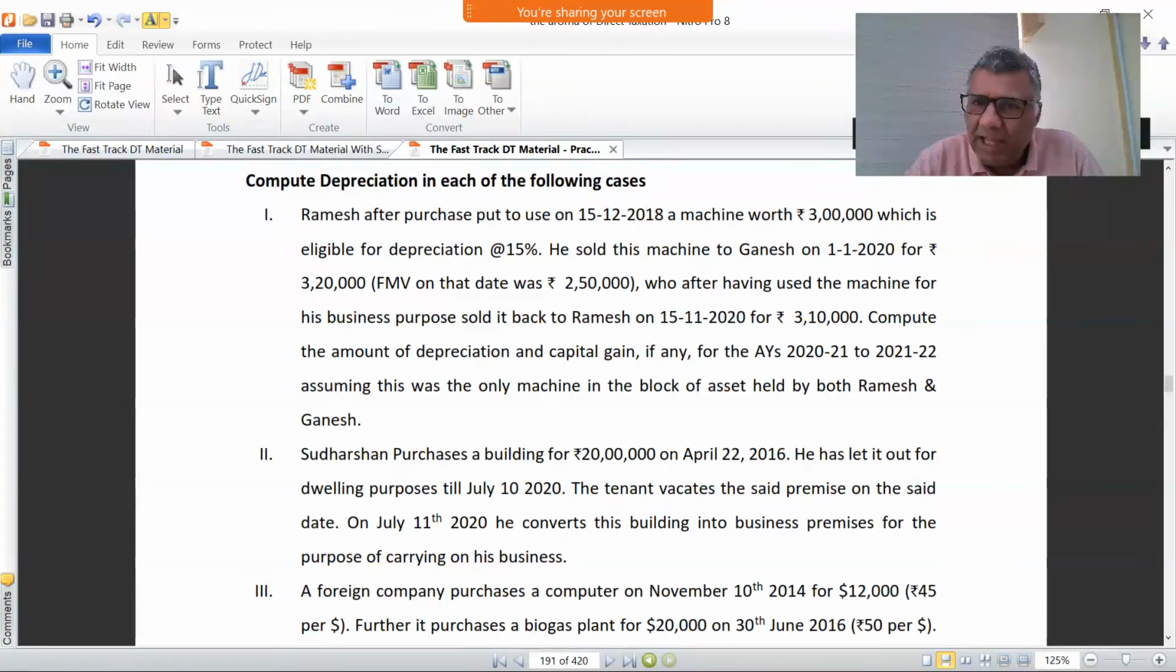Compute depreciation in each of the following cases. Ramesh, after purchase and put to use on 15/12/2018 a machine worth 3 lakhs, which is eligible for 15% depreciation, sold this machine to Ganesh on 1/1/20 for 3,20,000. FMV on the date is 250. Ganesh, after using the machine for his business purposes, sold it back to Ramesh on 15/11/20 for 310. Compute the amount of depreciation and gain, if any, for assessment year 2020-21 and 21-22, assuming this was the only machine in the block for both Ramesh and Ganesh. Read through.